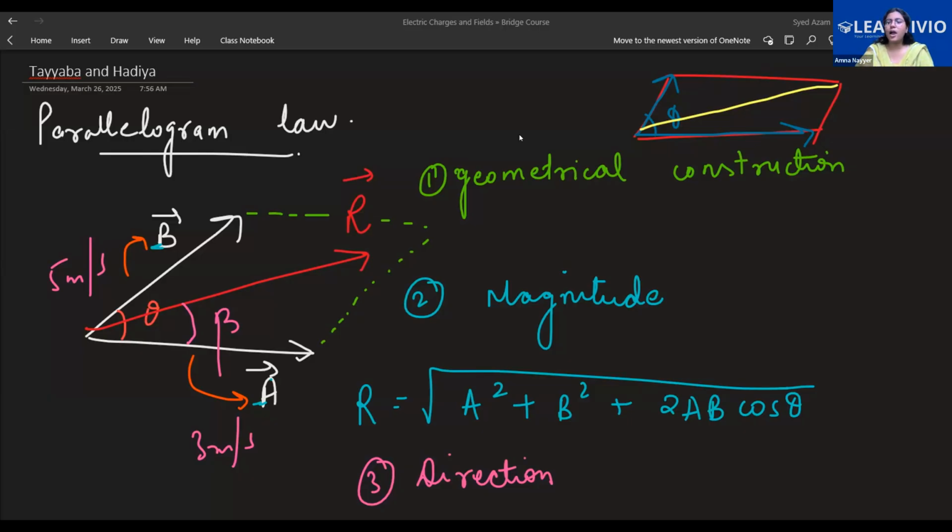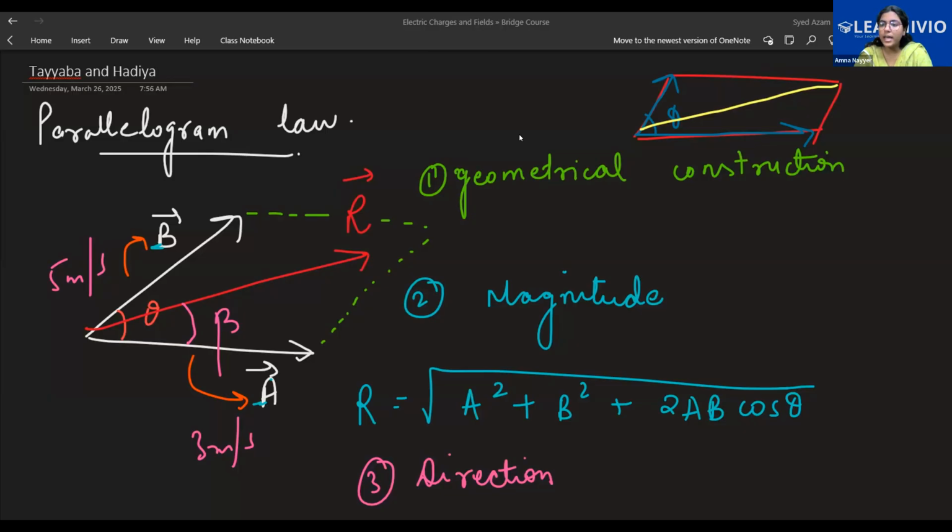First step says that you have to perform the geometrical construction. Geometrical construction means you have to check where your parallelogram is lying, right? So that you can identify whether the resultant is just placed on the diagonal or not. Your resultant will always pass through the diagonal of the parallelogram. That's the first step. Second, we perform the calculation of the magnitude of the vector.